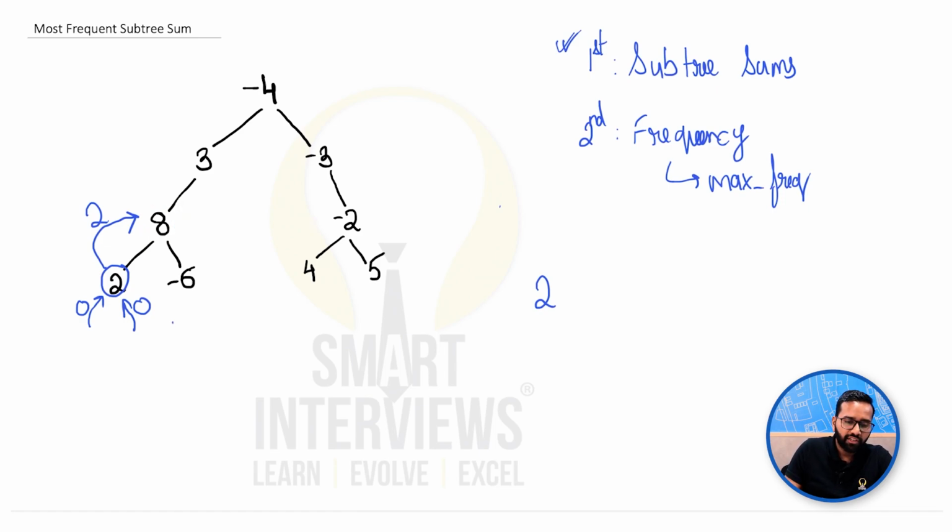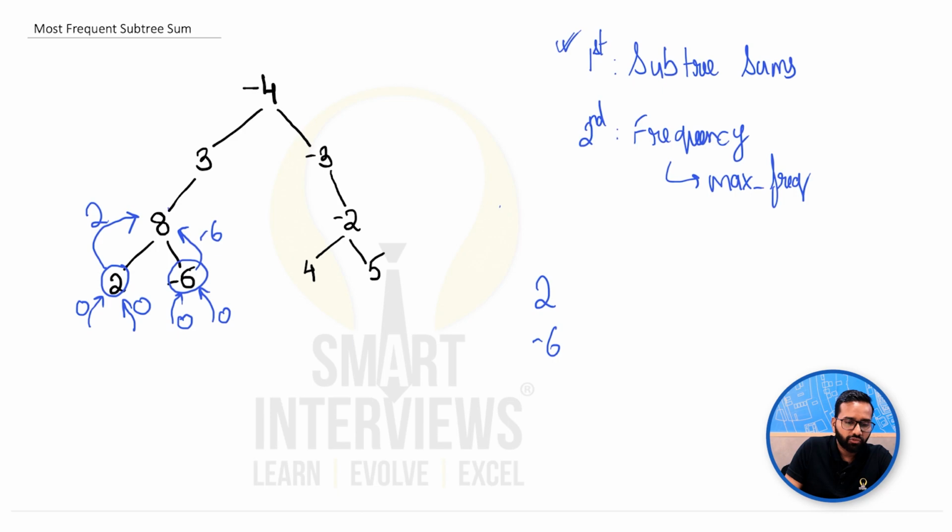Again, when we iterate on the right side, we'll get a subtree sum of 0 from here. We'll get a subtree sum of 0 from here. And for this node, the subtree sum becomes 0 plus 0 plus minus 6, which is minus 6. And we return minus 6 from here so that the parent node can find its subtree sum.